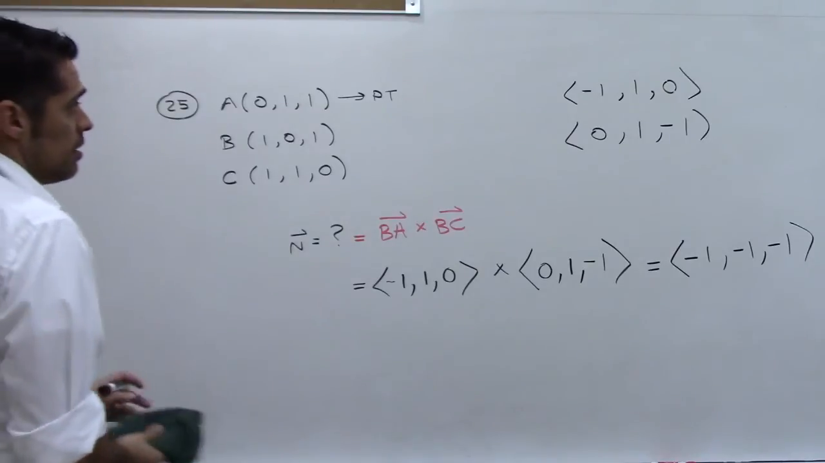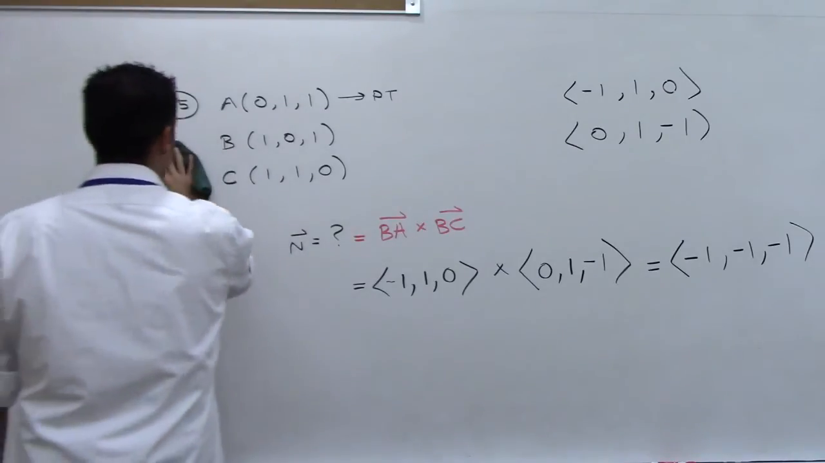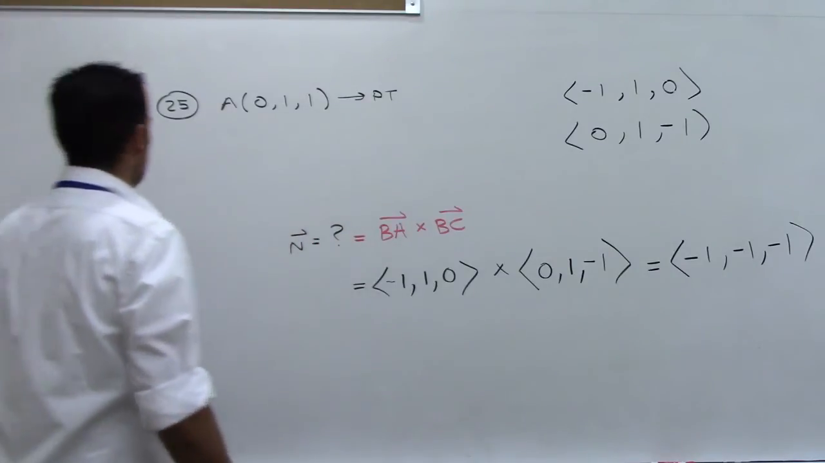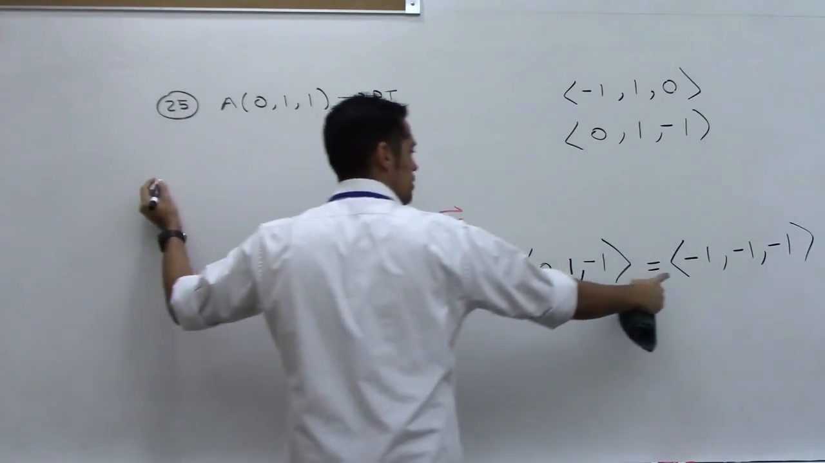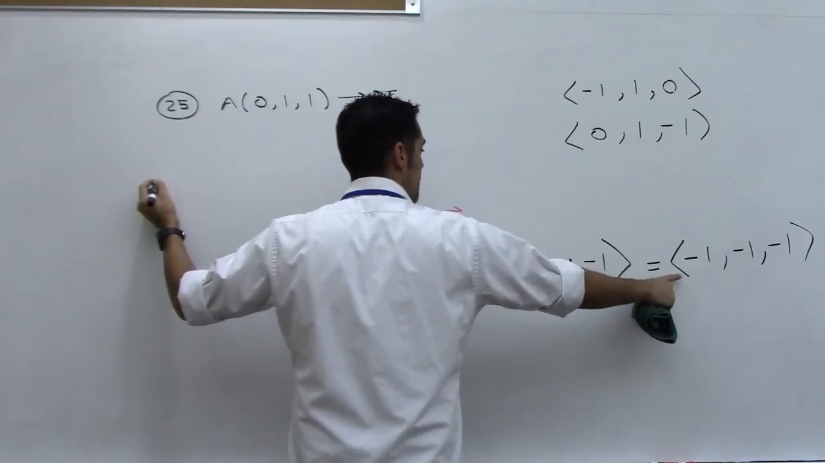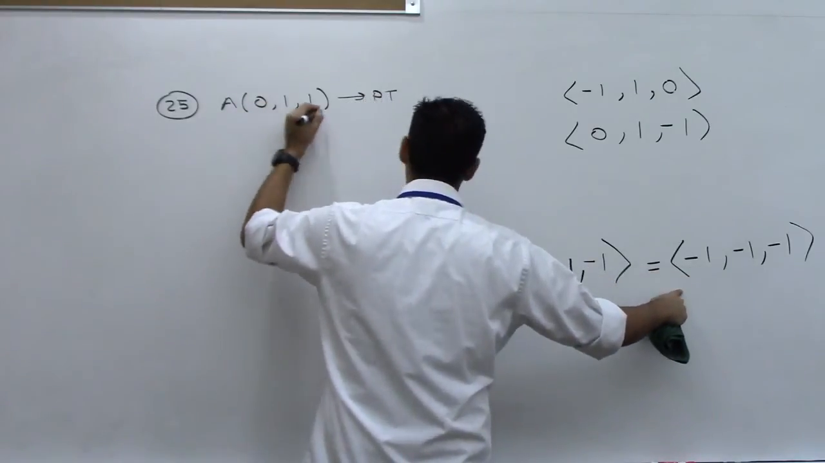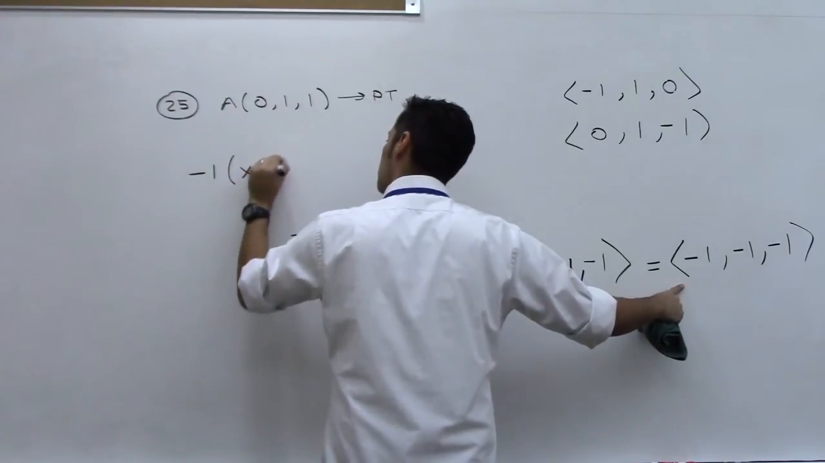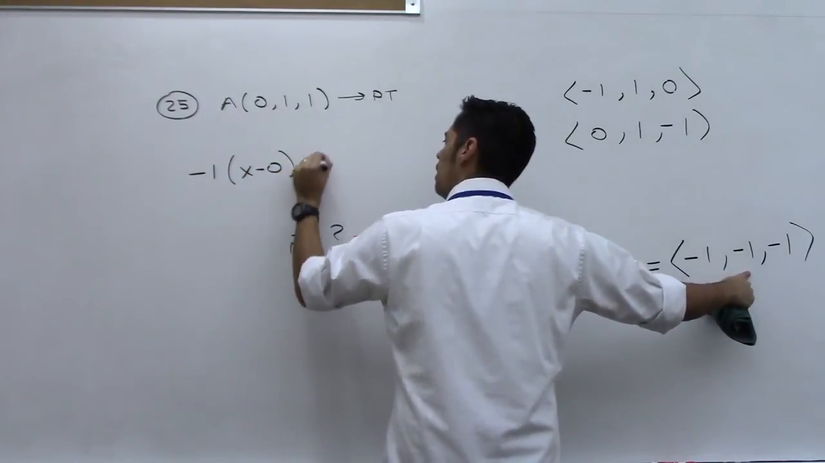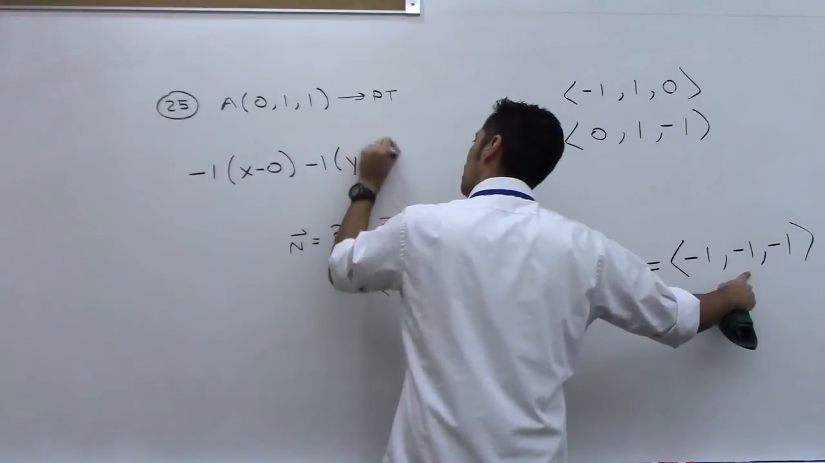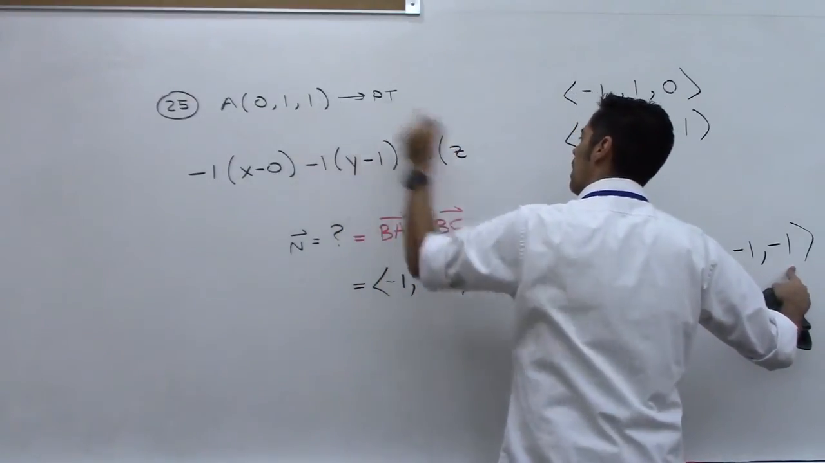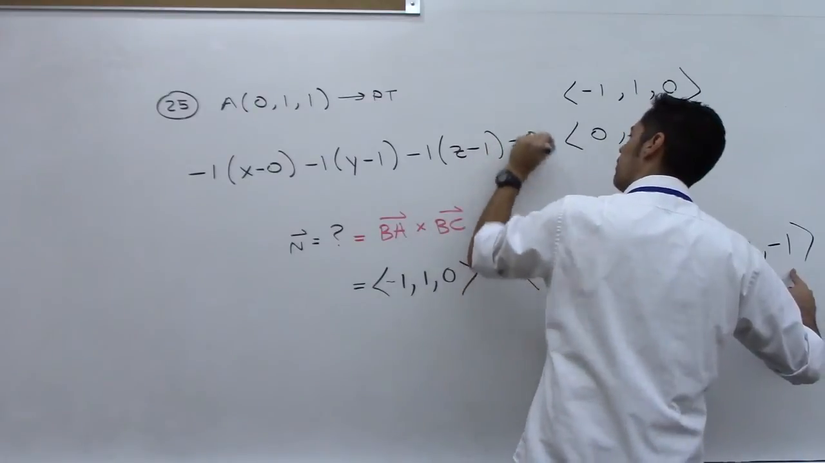And now I just use the plane formula. I think I can squeeze it in. Well, I'll just put it right here. I need a point, which I've got. I need my direction, my normal vector. So that's your a, b, c. This is your x naught, y naught, z naught. So I should have negative 1 times (x minus 0), minus 1 times (y minus 1), and then minus 1 times (z minus 1) equals 0.